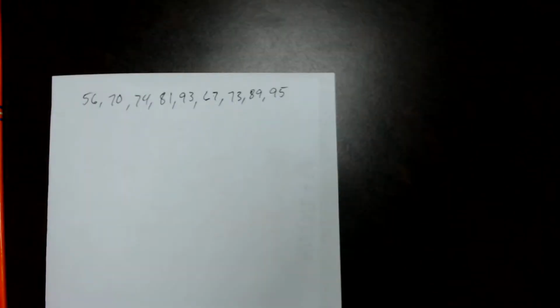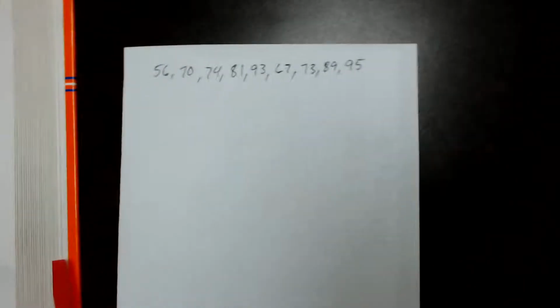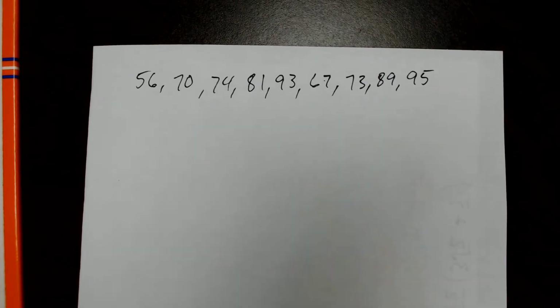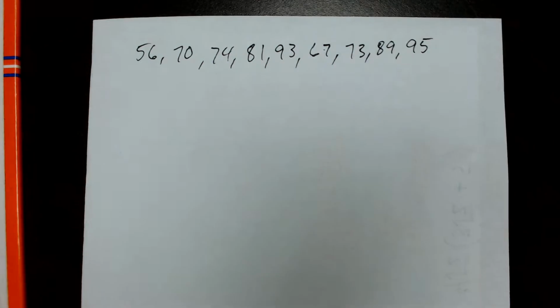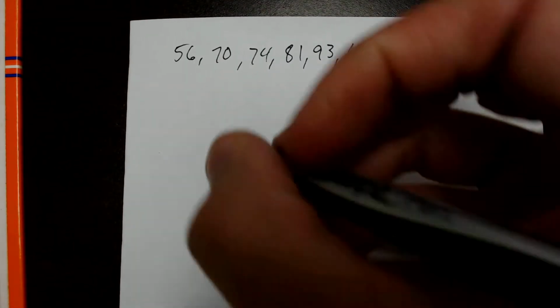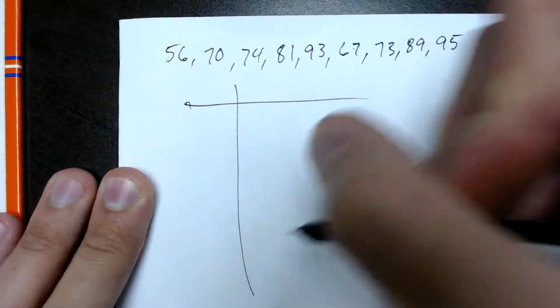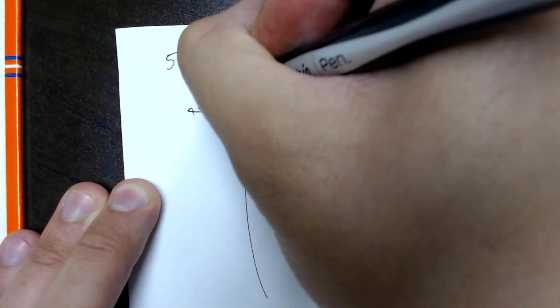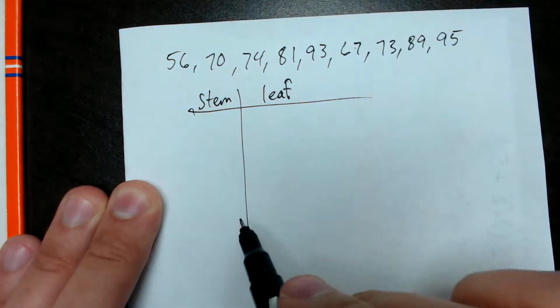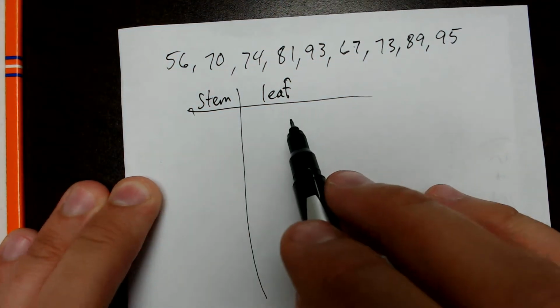I'm going to come up with my own set of numbers really quick. Let's pause this. So here's my data, and let's say that for this example, this data is test scores, right? So we've got 1, 2, 3, 4, 5, 6, 7, 8, 9 test scores. Now to make my stem and leaf plot, I'm going to separate the scores between what we call stems and leaves. So we have the stem side, we have the leaf side.